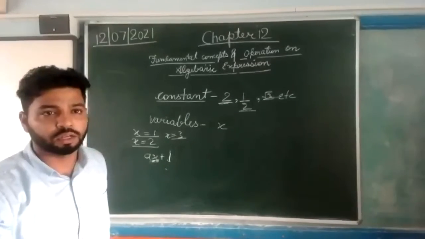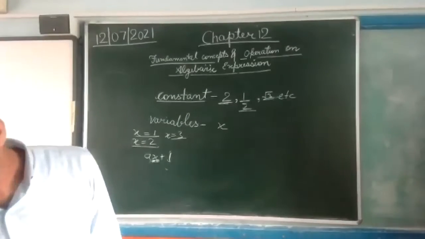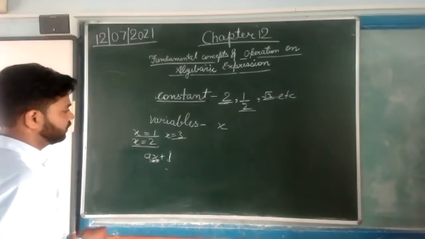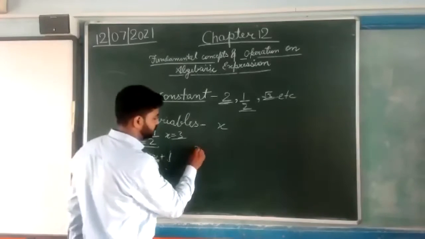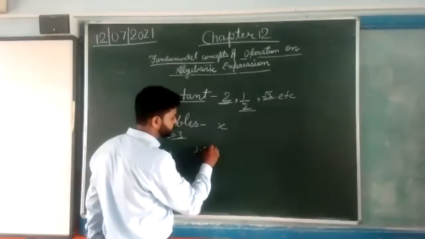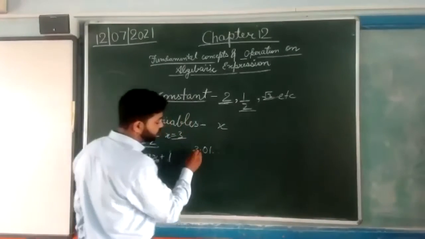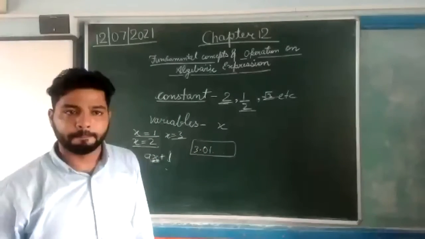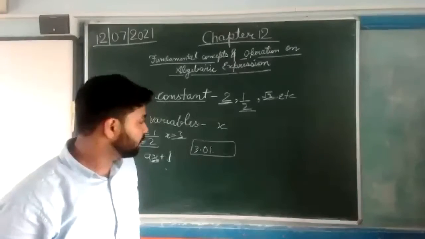Yes, Akash. Now tell me. Sir, if any number is there like 3.01 dot, it is also a constant? It will be considered as a constant value. Sir, but it is going till infinity, no?